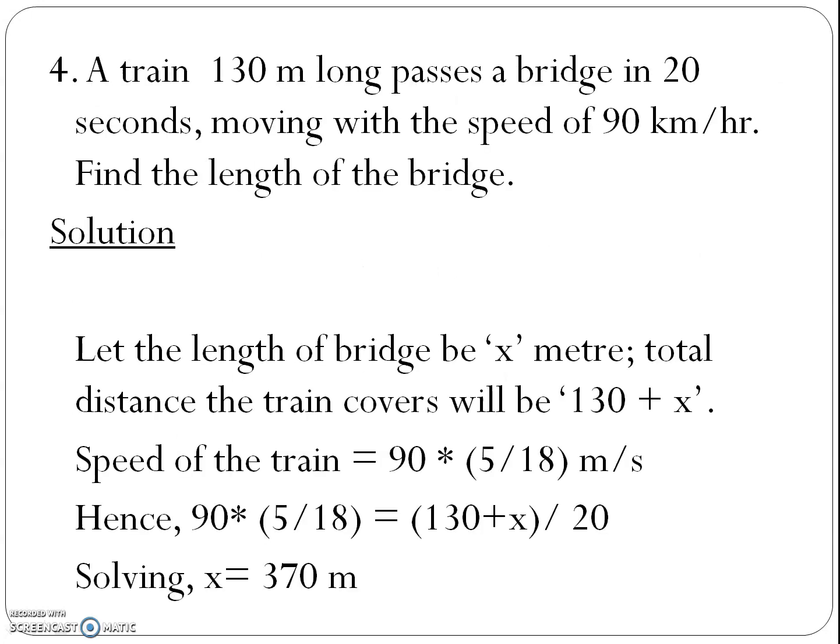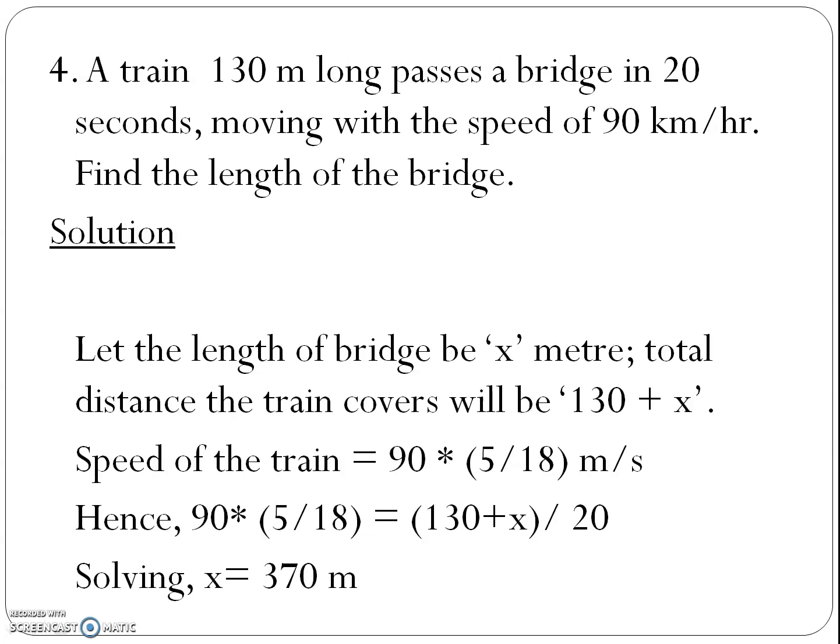Next one. A train 130 meters long passes a bridge in 20 seconds, moving with the speed of 90 kilometers per hour. Find the length of the bridge. Let the length of the bridge be x meters. Then the total distance the train covers will be 130 plus the length of the bridge, that is 130 plus x.